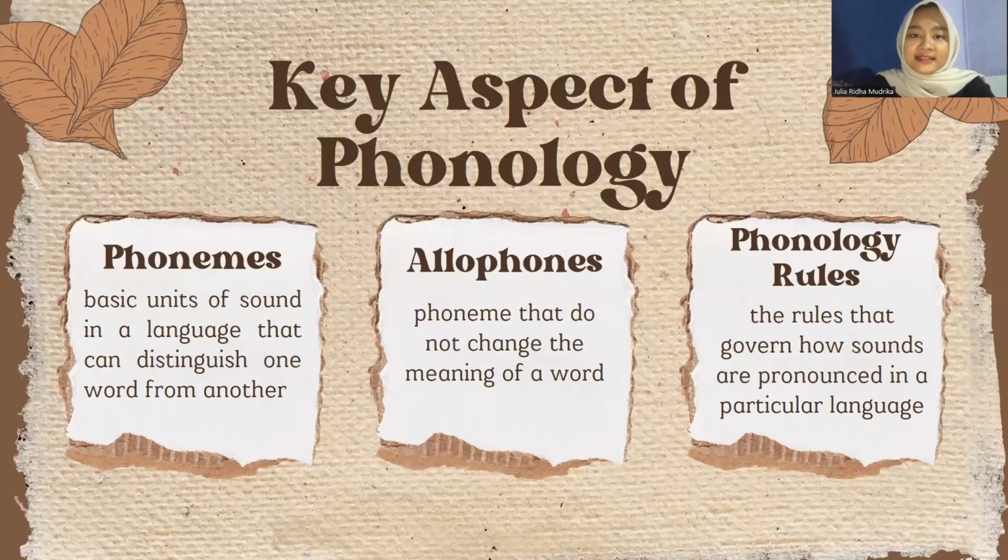The next are the key aspects of phonology. The first one is phonemes. These are the basic units of sounds in a language that can distinguish one word from another. For example, in English, the sounds P and B are phonemes because they can change the meaning of a word, as in pat and bat.